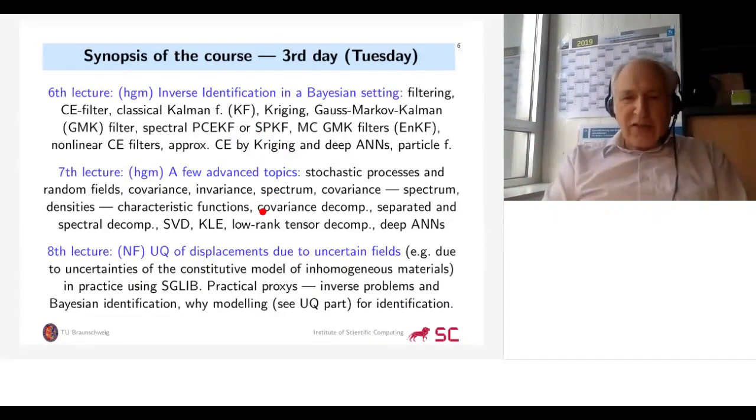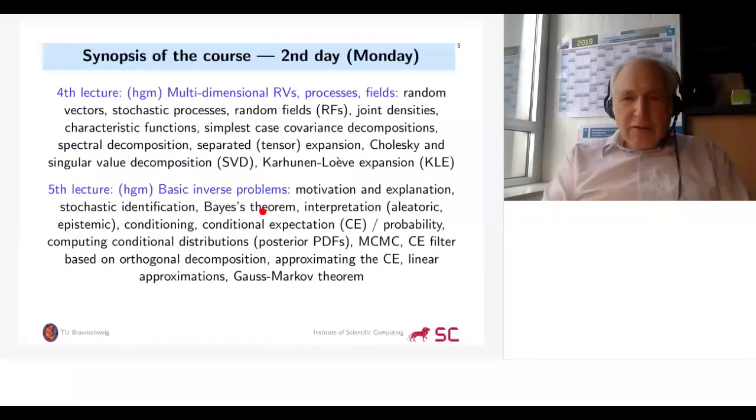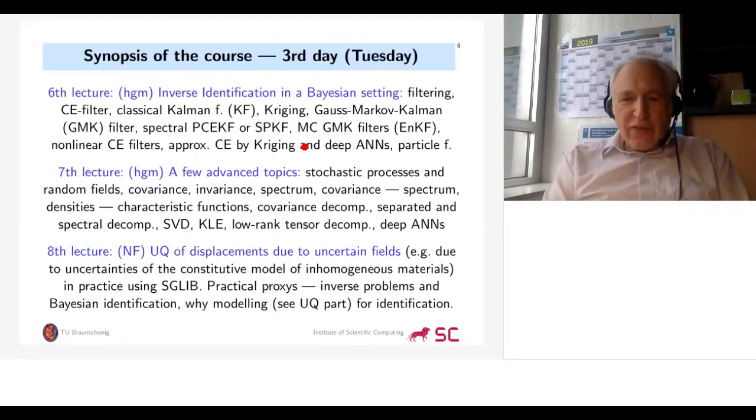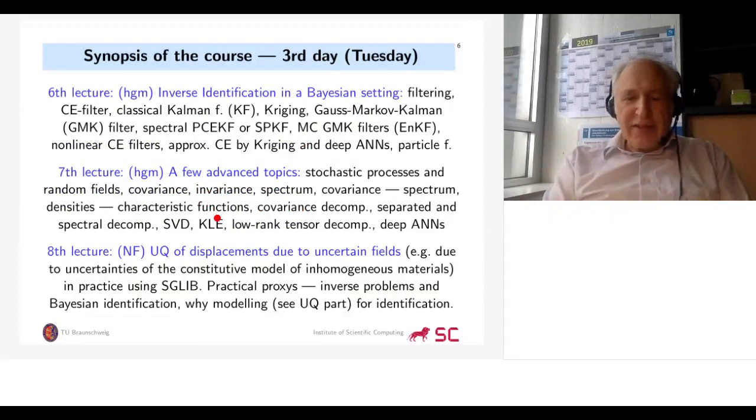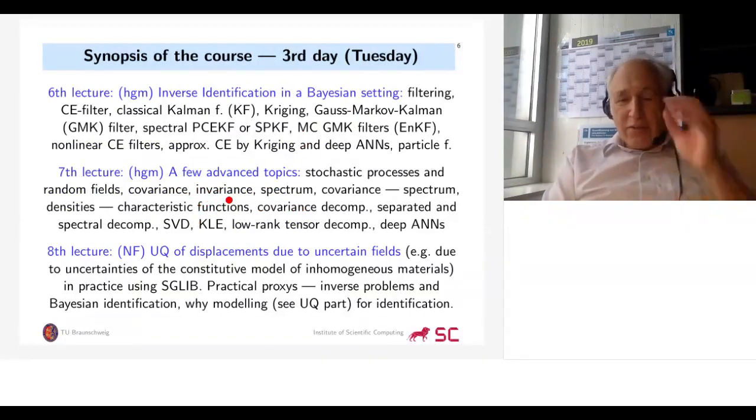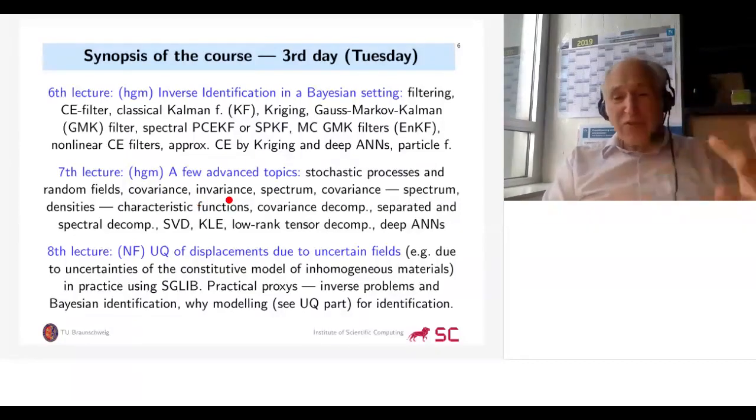And the seventh lecture will be picking up on where this lecture left off, and this will be a little bit more on stochastic processes and random fields and what we know about, for instance, covariances and how this affects the representation which we do. And so this has to do with symmetries which these random fields satisfy and things like this.